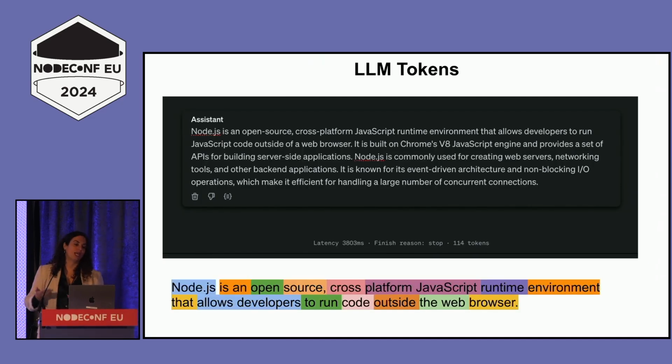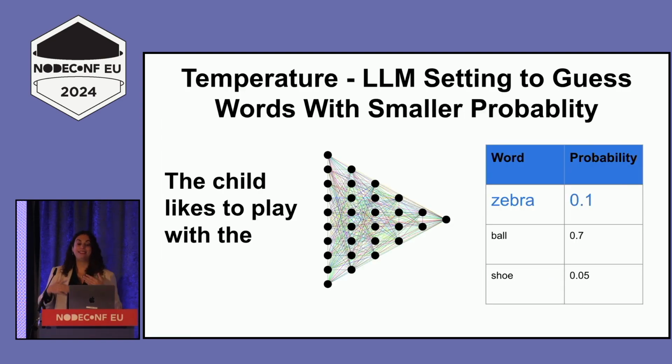First of all, tokens. That's the basic unit for an LLM. A token can be one word or a phrase, and each question and answer is, in the end, composed of tokens. And then the temperature. The LLMs usually select the word with the highest probability, but we can actually control that.